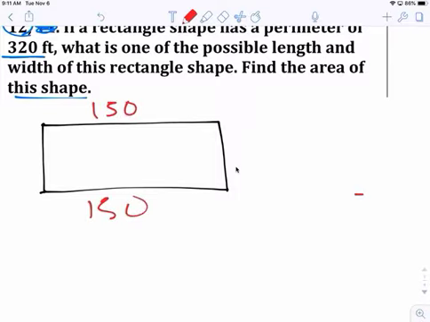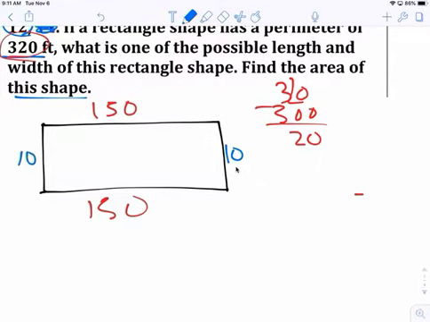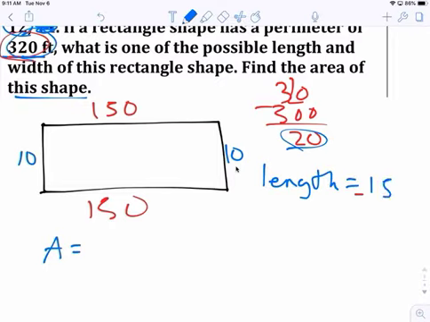That's 300 out of the 320. So 320 minus 300 is 20. So in order to make 20, this is 10, and 10 makes this 20. So my perimeter adds up to this much. My area then, so my length is 150. My width is 10. So it can be infinitely many.